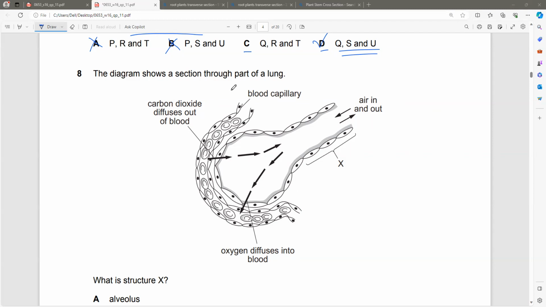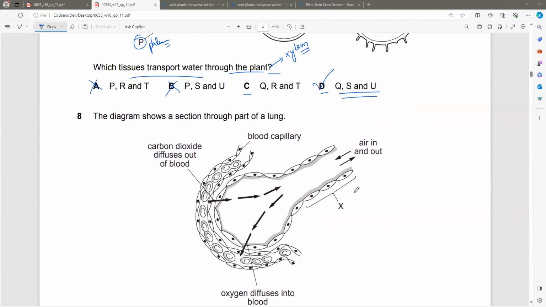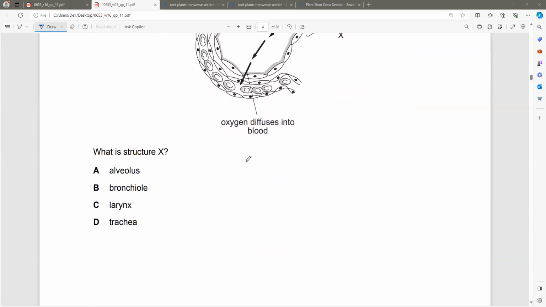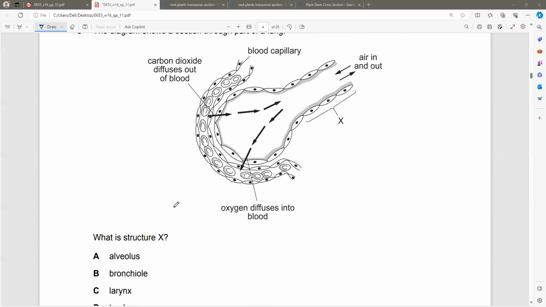The diagram shows a section through a part of a lung. Carbon dioxide diffuses out of the blood, and air moves in and out. Oxygen diffuses into the blood. What is the structure X they are asking? What is the structure X? Alveoli, bronchiole, larynx, and trachea. They are asking about X. That is the question.